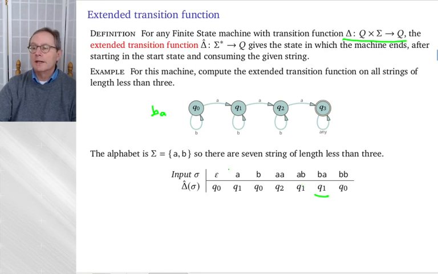I can ask what state this machine ends in when you feed it various inputs, and the inputs can be longer than one character. With delta, the inputs are only single characters, but with delta hat, the inputs can be strings longer than one, and you always start in the start state. Okay, and we'll call that the extended transition function for the obvious reason that if you feed delta hat individual characters, then it looks an awful lot like delta. But the advantage of delta hat is that it will take things longer than individual characters. It will take whole strings. Okay, very good. Lot of progress on finite state machines. So good place to stop.